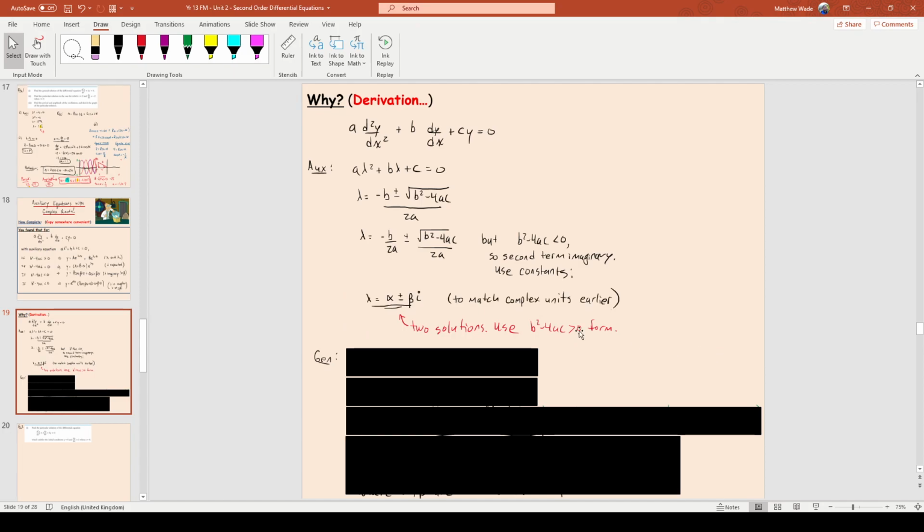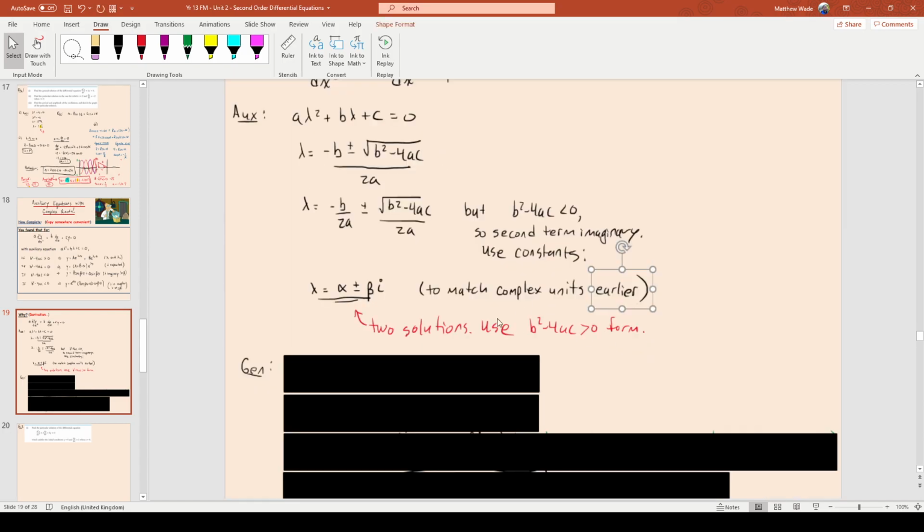Minus b over 2a may as well be alpha, and then the entire part, square root of b squared minus 4ac over 2a, but with the i pulled out, may as well be beta, which means we're going to be left with this. So all I've done is switch everything into constants, alpha plus or minus beta i. Happy days? I hope it's okay. So I've skipped a lot of steps here because I knew this video was going to be long.